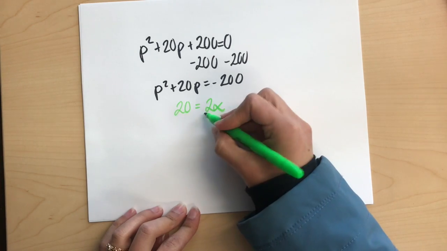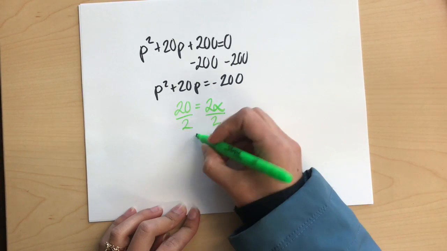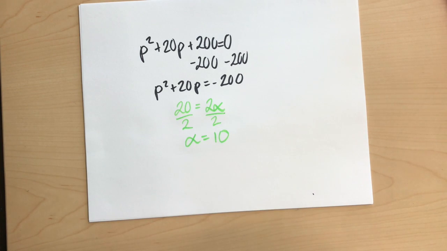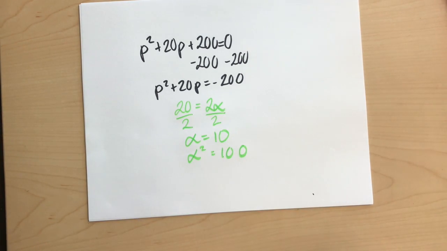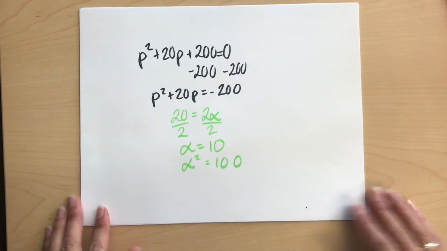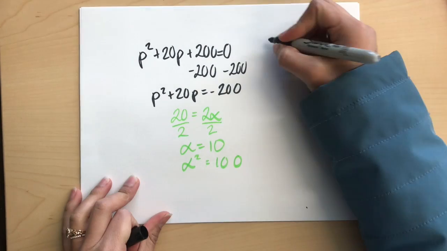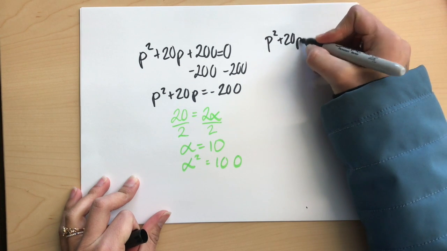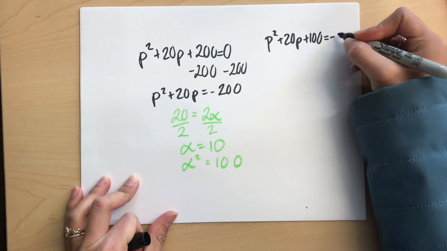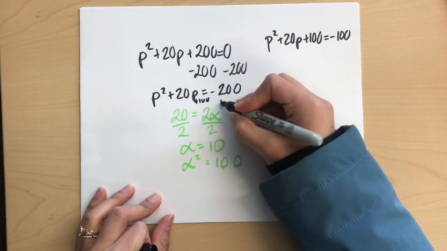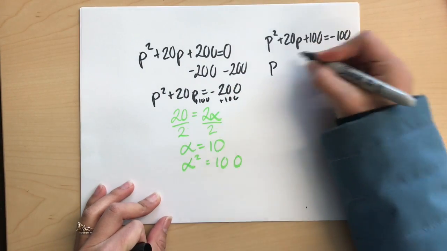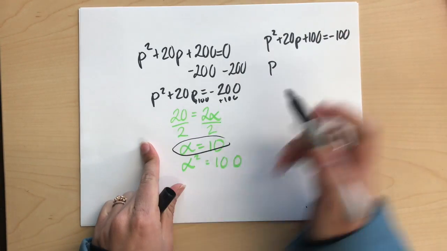So 2 alpha is equal to 20. Anyway, alpha is equal to 10, which means alpha squared is equal to 100. And 100 is going to be what we add to both sides of this equation. Okay, so I have p squared plus 20p. I'm going to add 100, and that's going to be equal to negative 200 plus 100, which is just negative 100. Okay, so I'm adding 100 to both sides. Remember always to add that alpha squared to both sides.